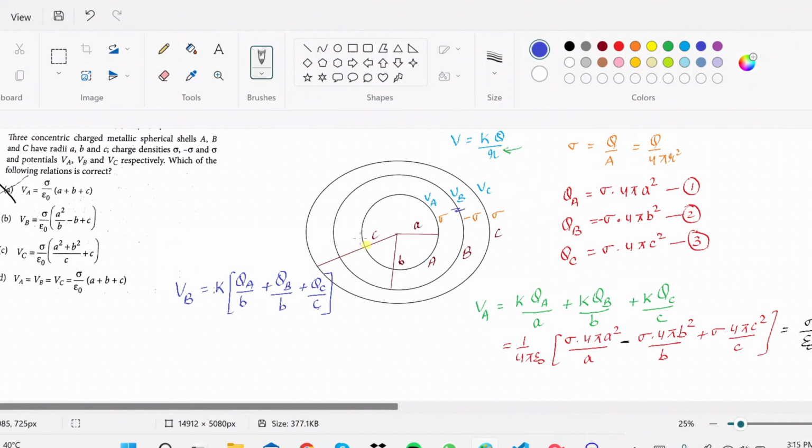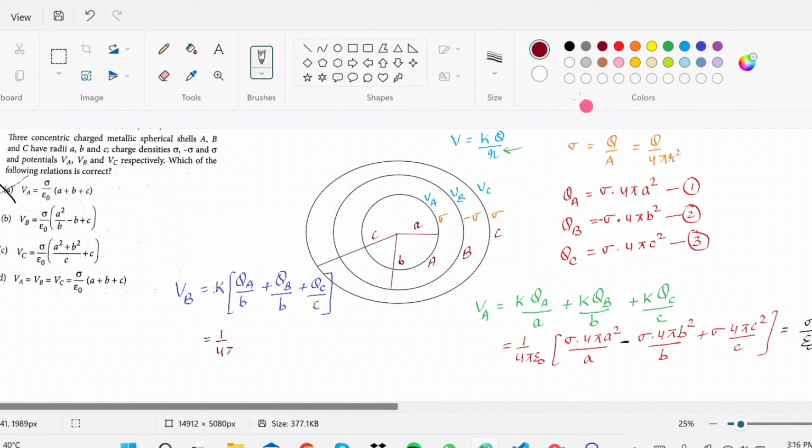Let me repeat again. If you are looking for the potential at this location on this second sphere, then you have to be very careful. The charge on A contributes its potential at the location B. So charge due to B will have B, and charge due to C will have C. This is a very important property of a conductor. The potential will remain constant inside it. So that's why we are taking both B the same.